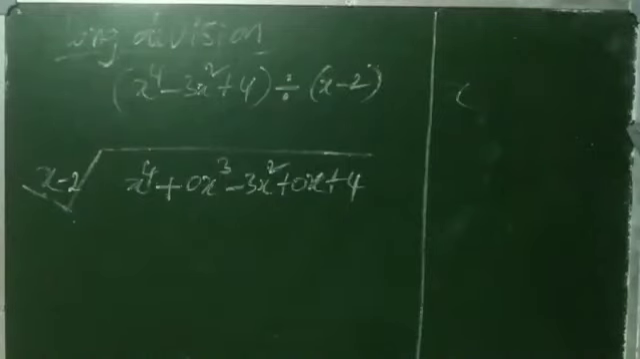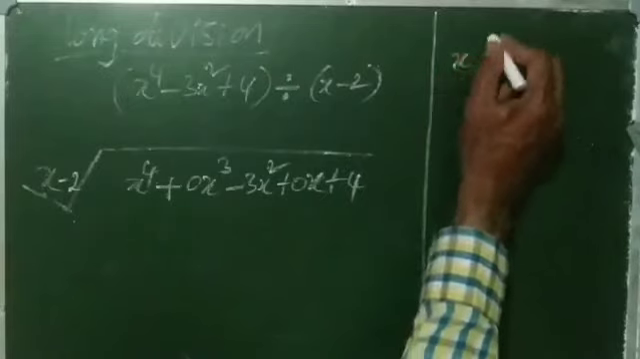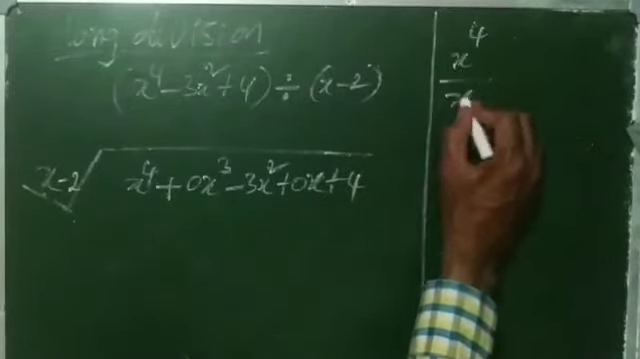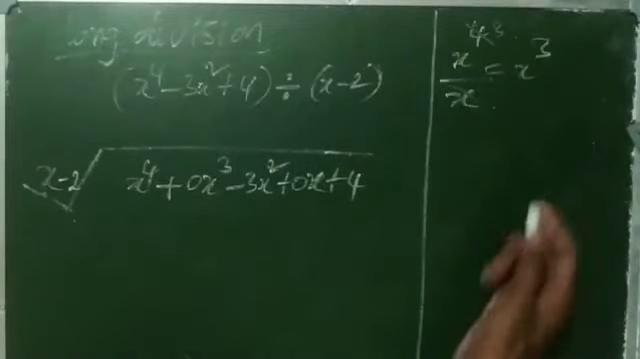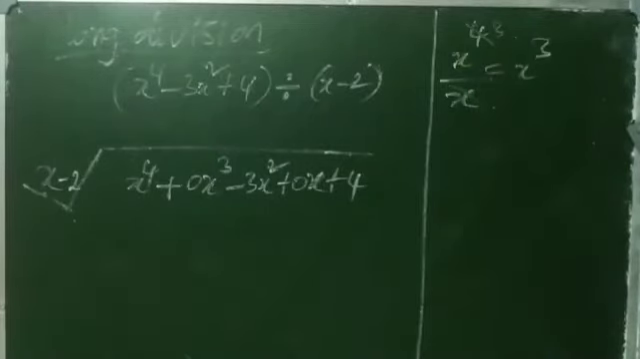So what is the first term in the divisor part? x. What is the first term in the dividend part? x power 4. x power 4 by x, first division. So you get x cube in the quotient part.